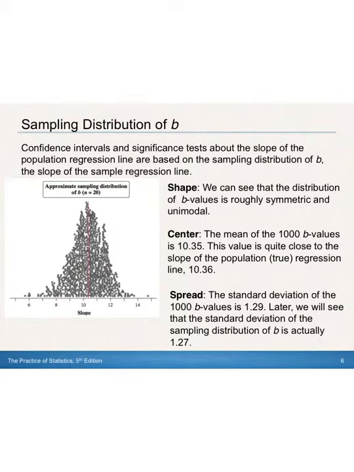However, when we look at a lot of them, we see all of the possible b-values. It's roughly symmetrical and unimodal, and the center, the mean of all the b-values, is 10.35. It's very, very close to the true regression line. And then the spread, the standard deviation of 1,000 b-values, is 1.29. Later we will see that the standard deviation of the sampling distribution of b is actually 1.27.